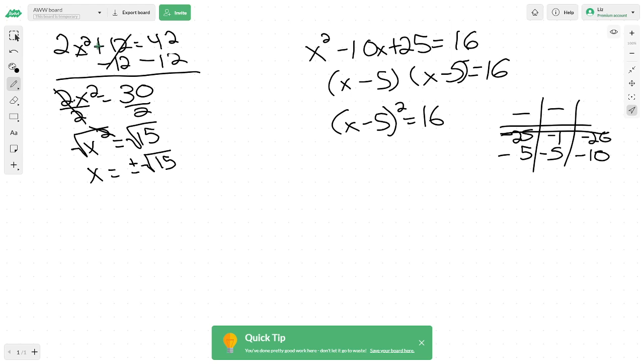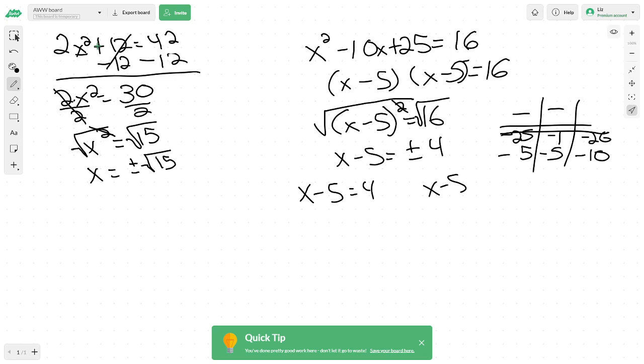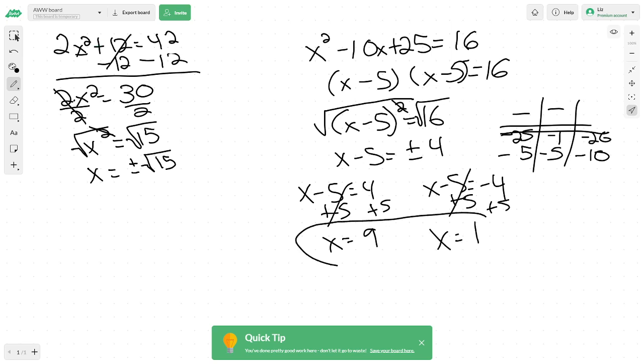So now I have something being squared on this side. I take the square root of that. And I get x minus 5 equals a positive or a negative 4. So I want to find what the answer is going to be in both scenarios. What if x minus 5 is positive 4? And what if x minus 5 is negative 4? So x can equal 9. x can equal 1. So my answers are 1 and 9.